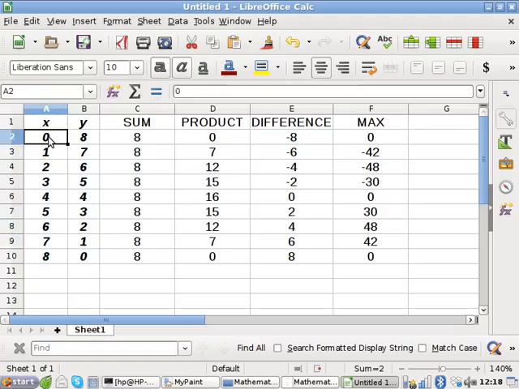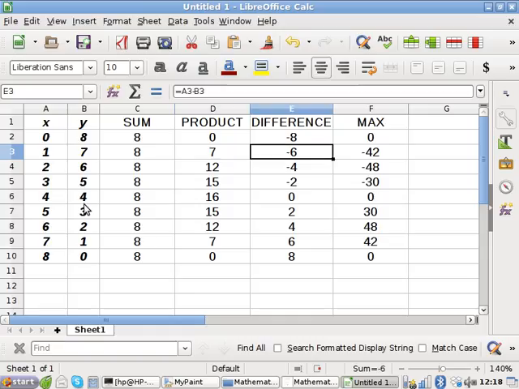Okay, so you can see that, for example, when x is 1, y must be 7. They do add to 8. Their product is 7. Their difference is minus 6. And we've gotten smaller. So this is not really the direction we want.